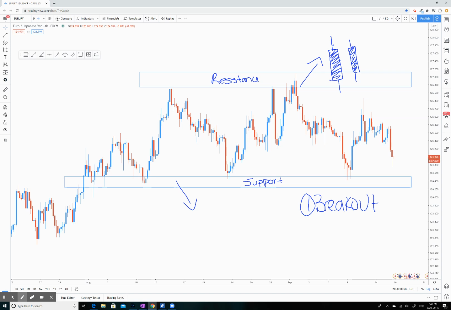Another way you could do it is wait for a retest with rejection. So you'd wait for price to break above, come back down, and look for a nice strong rejection candle like a doji, something like this with a nice long wick. And then, of course, you're going to need confirmation. For me, it's a 15-minute candle looking like this with a nice long body, not too much rejection, and you take the buy. Okay, same thing with our support.